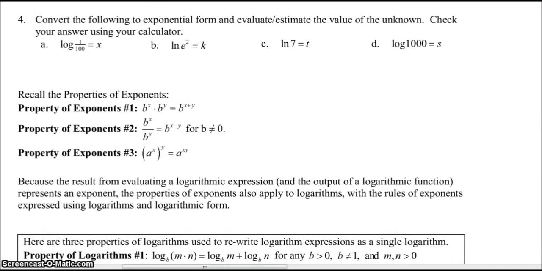Convert the following to exponential form and evaluate or estimate the value of the unknown. Check your answer using your calculator. So here there's an understood 10 as the base, so I know 10 to the x equals 1 over 100. Well, I know that this is 1 over 10 squared, so I'm just going to match up my bases. That's the same as 10 to the -2. And so 10 to the x equals 10 to the -2. We must have x is -2. And if you typed this into your calculator, you'd get the same thing.